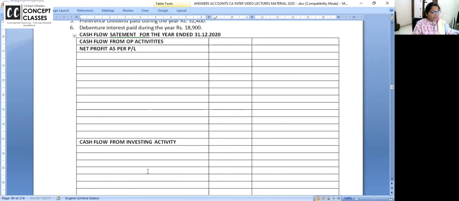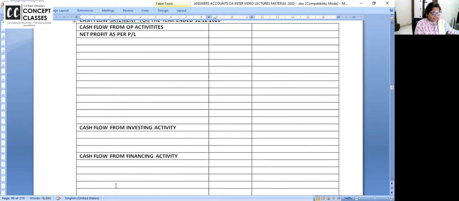Yeah. After 4 lines, just write down cash flow from third one, financing activity. Cash flow from financing activity. Right? Okay. Then leave 2-3 lines and you will write here change in cash and cash equivalent. Change in the cash and cash equivalent.